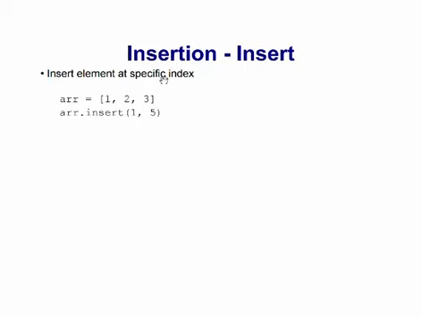Okay, here we should take the index. So what will I do? 0 1 2. I want to replace index 1, that is 2, with 5. So I say array dot insert at index 1, the value 5. Then the output will be 1 5 and 3.